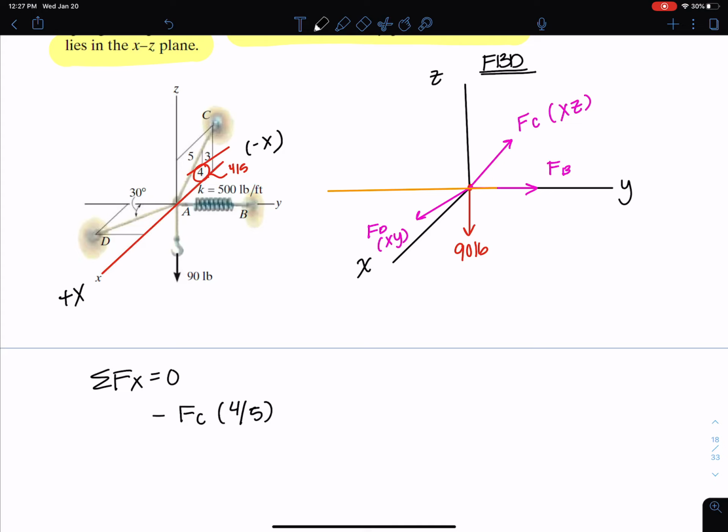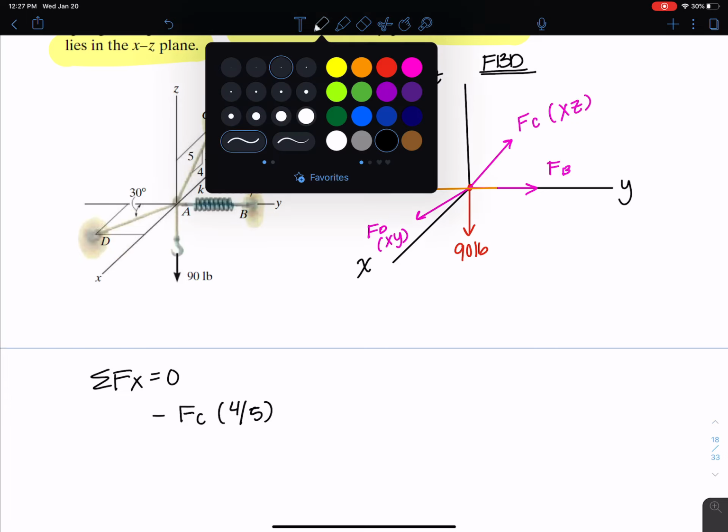Okay. Now for FD, that's in the XY plane, which means I also have a component in the x direction. And I know here, I'm going to erase this now so I can show you what to do with FD.